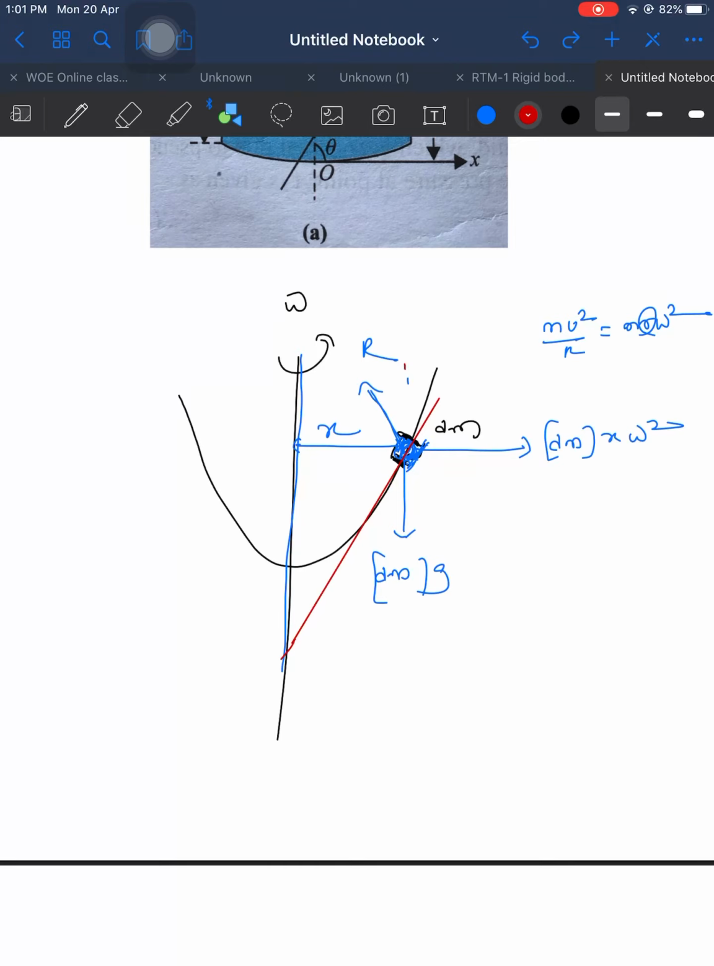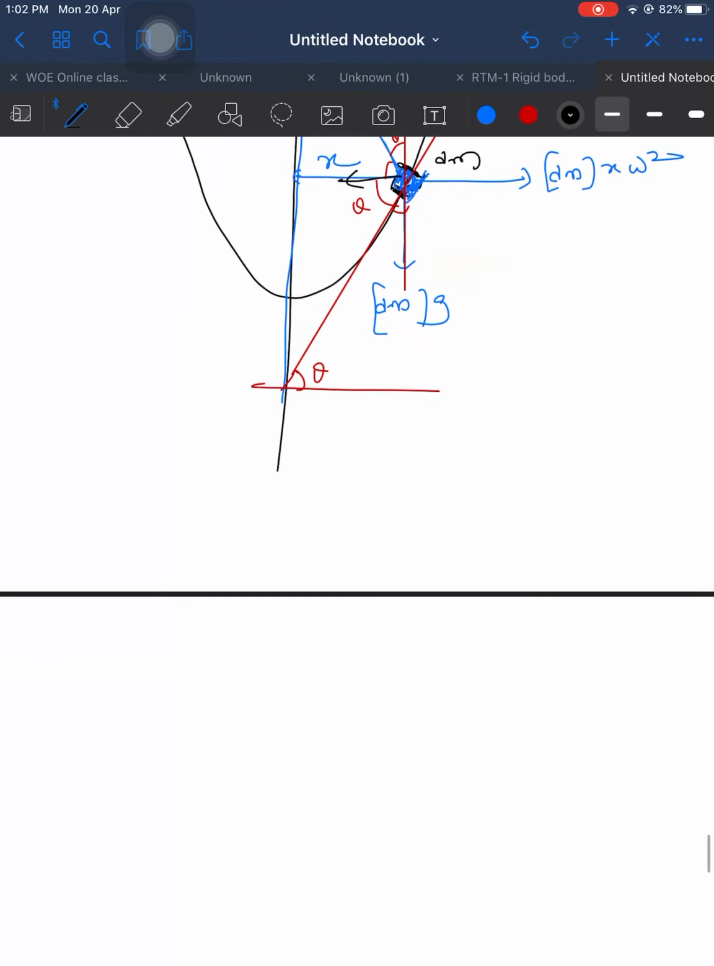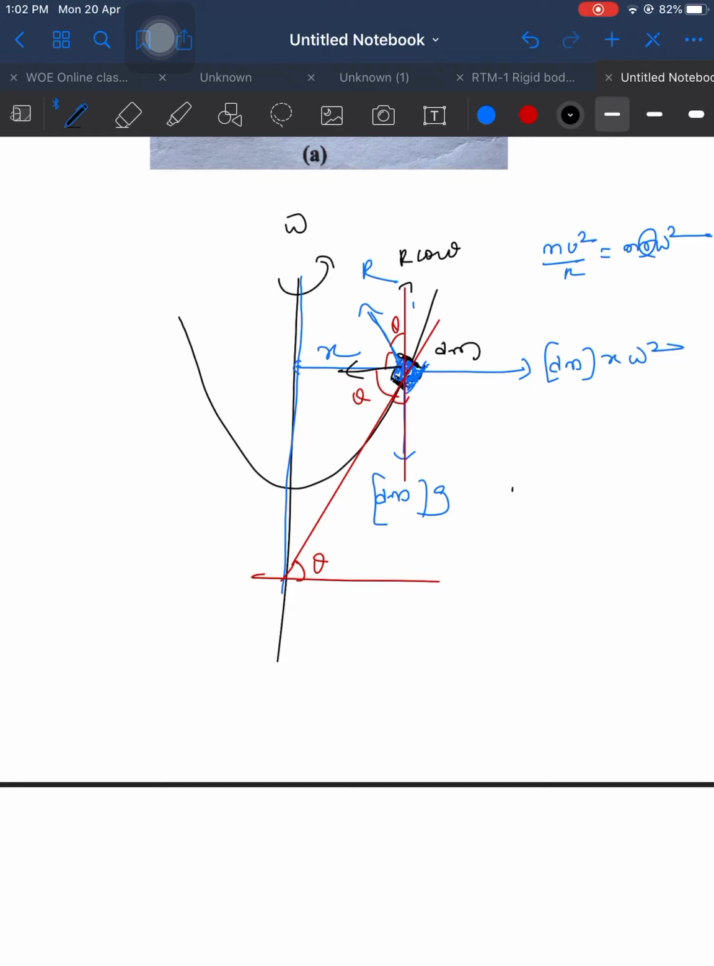This should make an angle with the vertical line. So here is an angle theta, 90 minus theta, and horizontal it will be theta. Resolve R into components. If you resolve, the vertical component will be R cos theta, and if I resolve horizontally, R sin theta. Vertical force is equal to downward force, R cos theta is equal to dm into g. Our horizontal component, R sin theta, is equal to dm into x into omega square.